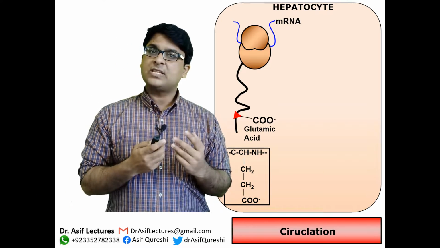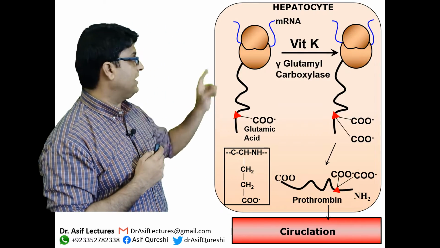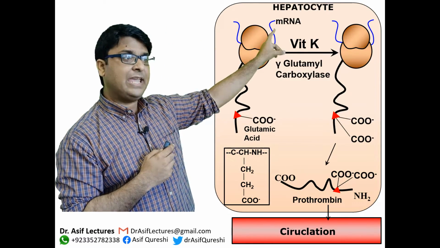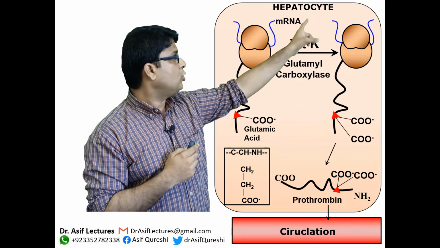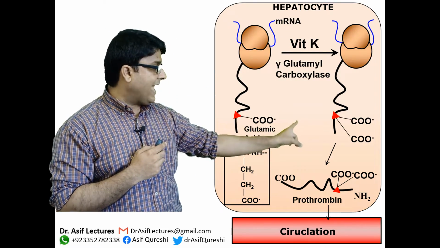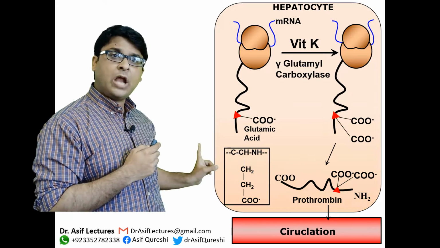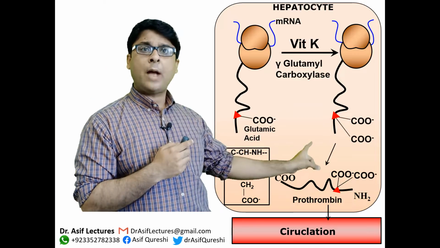So what does vitamin K do? What is the job of vitamin K? This is the job of vitamin K. In the presence of vitamin K, see, this is again the ribosome here, the messenger RNA, the protein is being made, but now on the glutamic acid, there is an additional carboxylic acid group. Initially, there was one carboxylic acid group. Now there are two carboxylic acid groups.